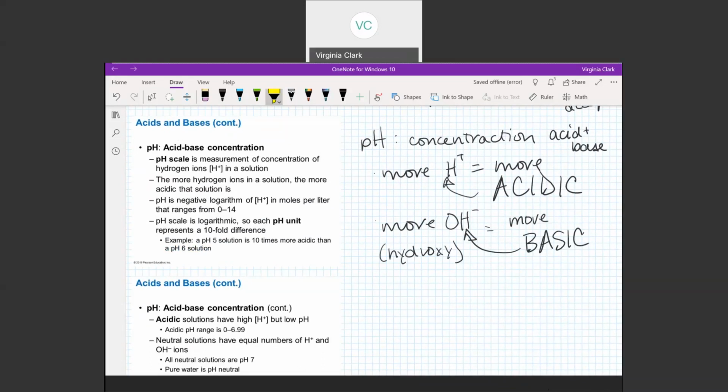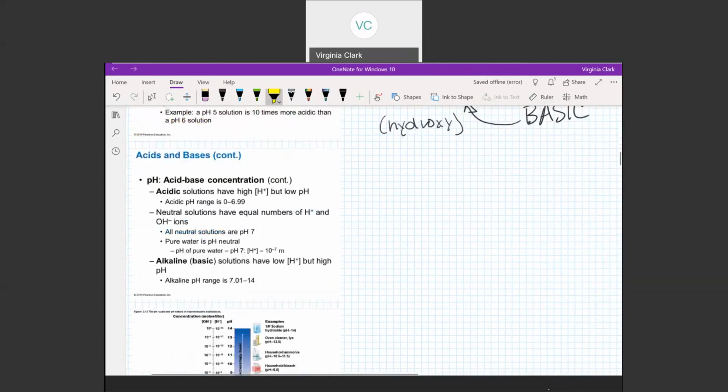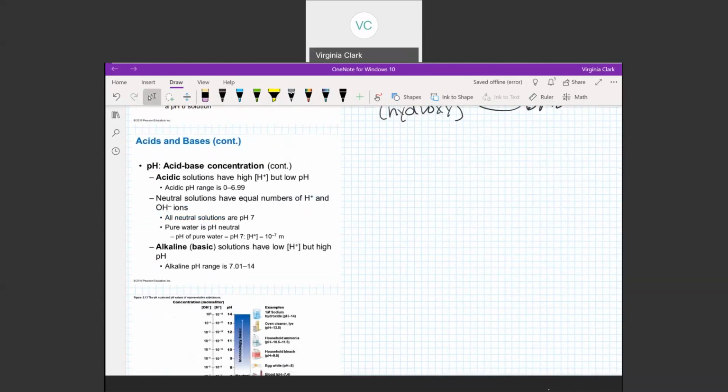And so this is a really, really, really important thing. The more hydrogen ions in a solution, the more acidic that solution is. So remember that. When we're talking about this, we're going to talk about something called a pH unit, and that will range from 0 to 14. So things that are going to be called acidic on that 0 to 14 scale have a high concentration of those hydrogen ions. So we're going to have a high pH.